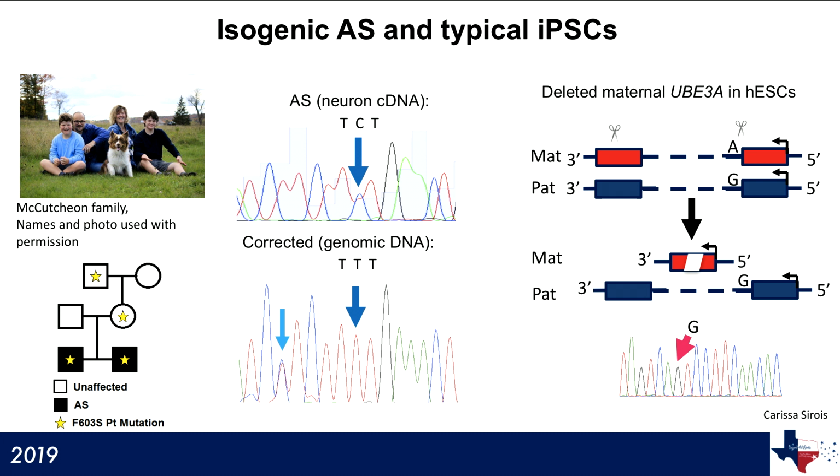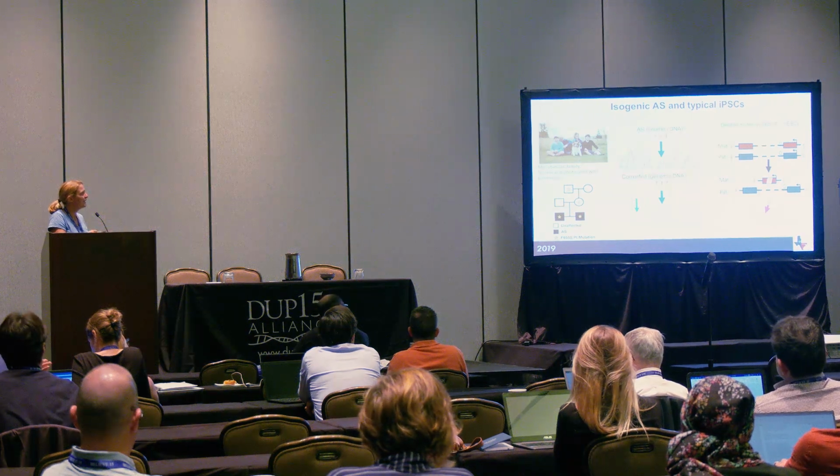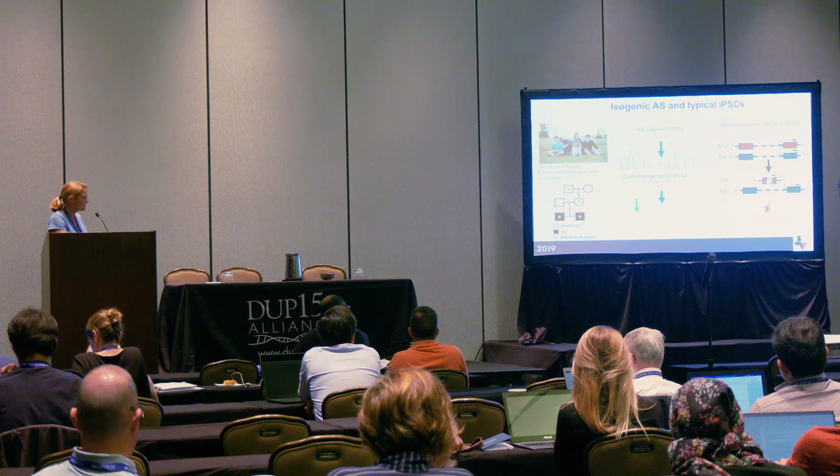In parallel, we've deleted mom's copy of UBE3A in human embryonic stem cells to make another copy that more closely approximates the mouse model, but also just gives us an independent pair of stem cells, and these are isogenic, meaning the same background genetics: Angelman and typically developing stem cell lines.